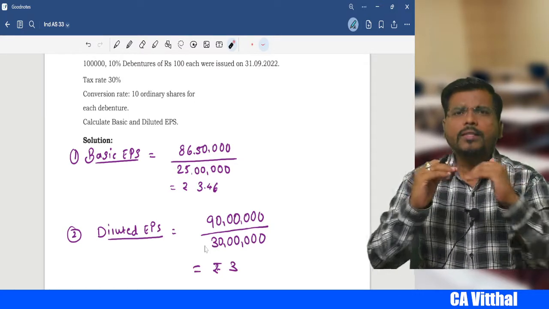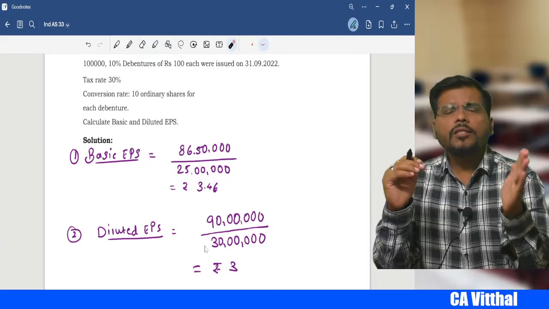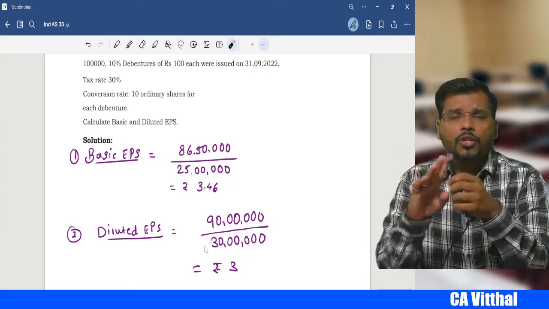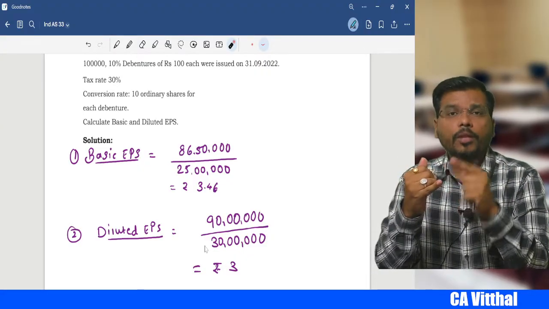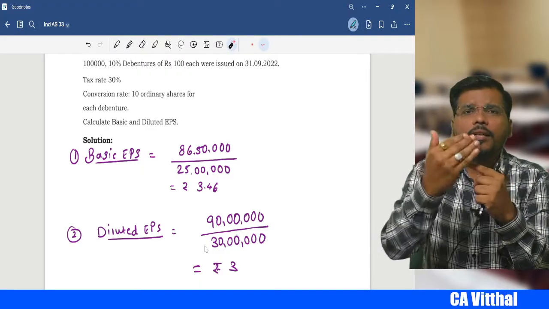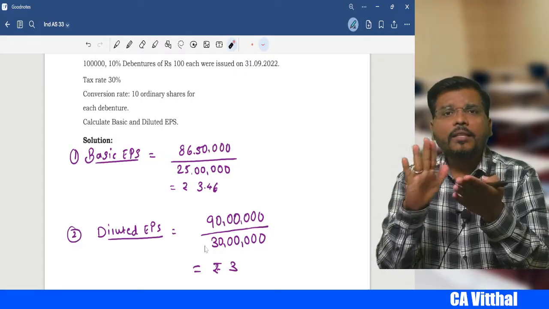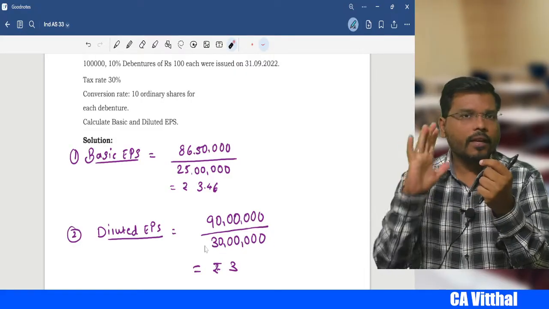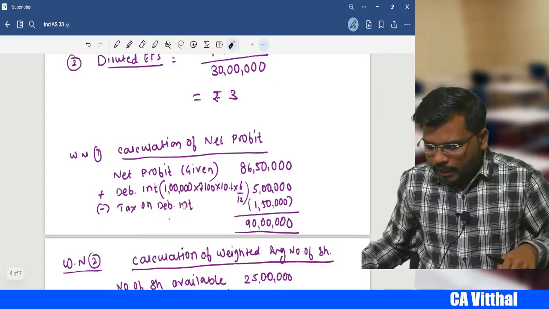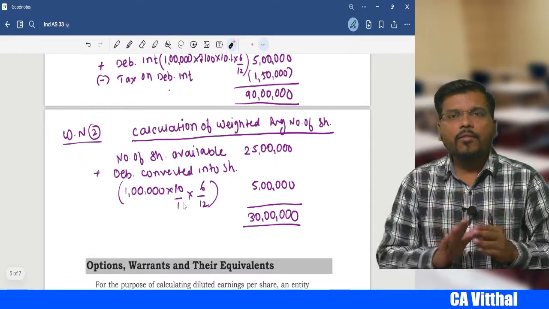So always remember, my dear student, whenever debentures are converted into shares, you have to give the impact in the calculation of net profit. Number 1, add the interest and less the tax on the interest. If there is a time factor given, apply the time factor on the interest calculation. Same way for calculation of weighted average number of shares.